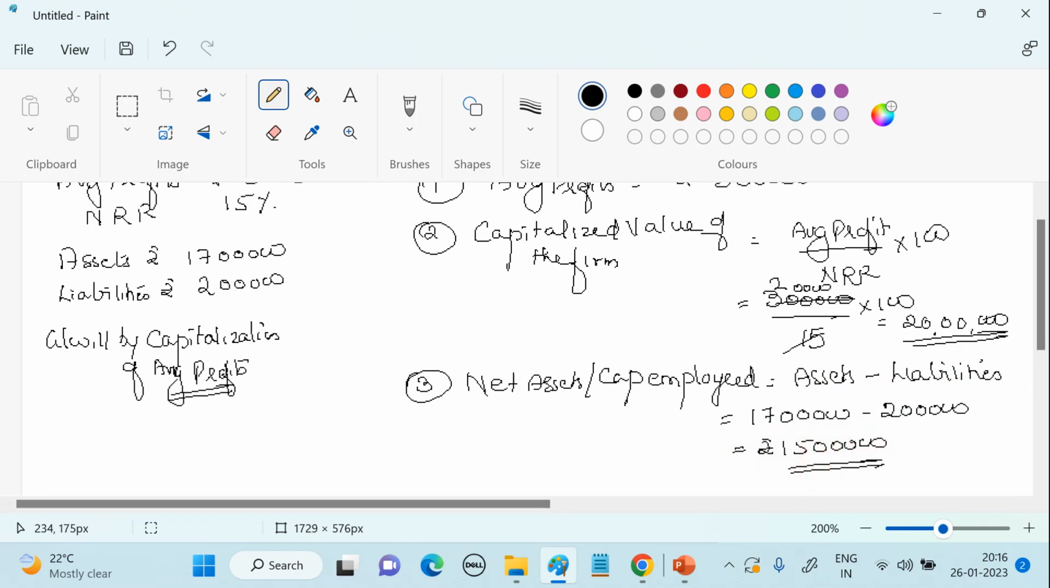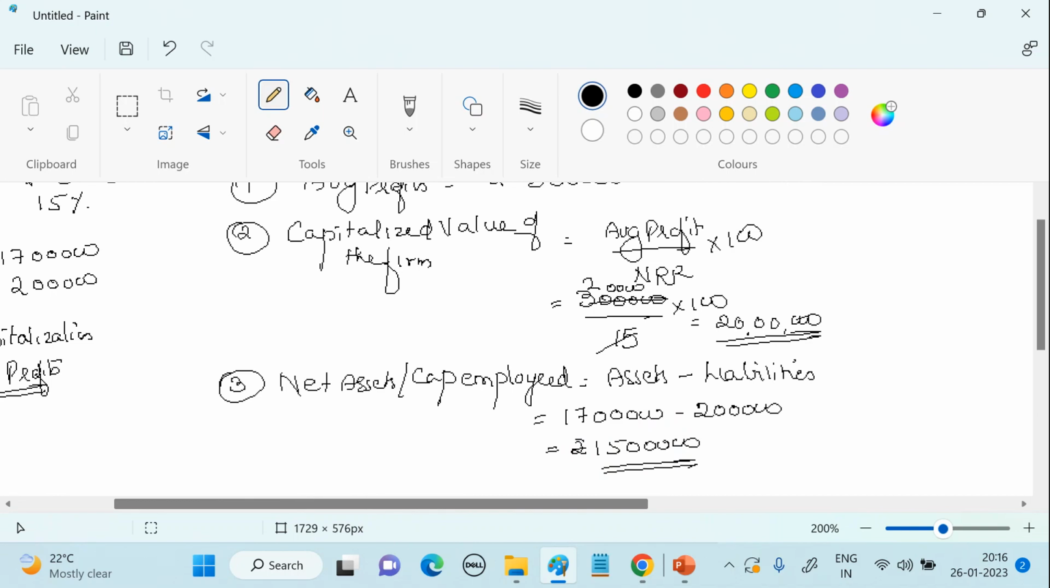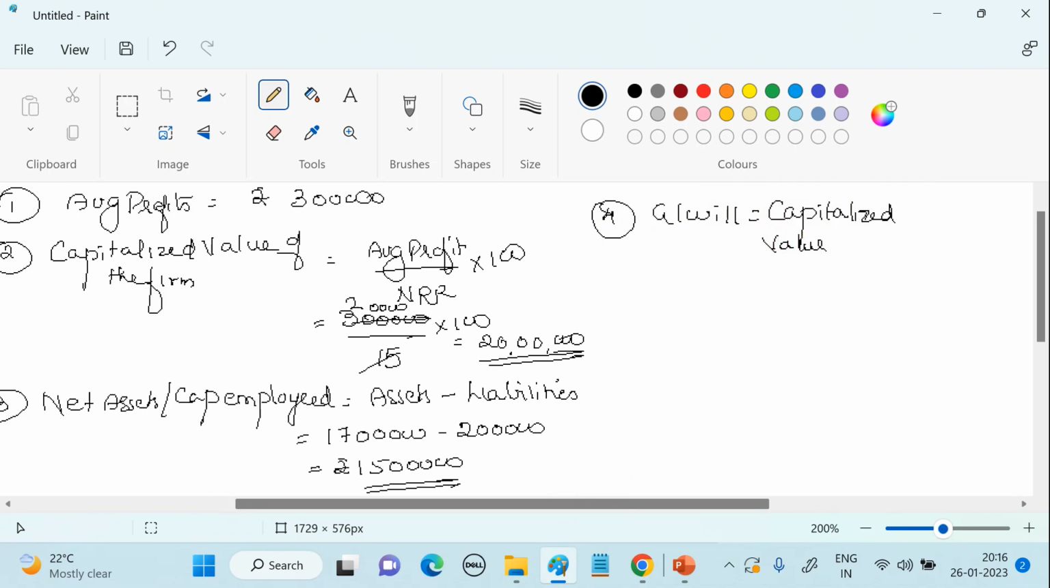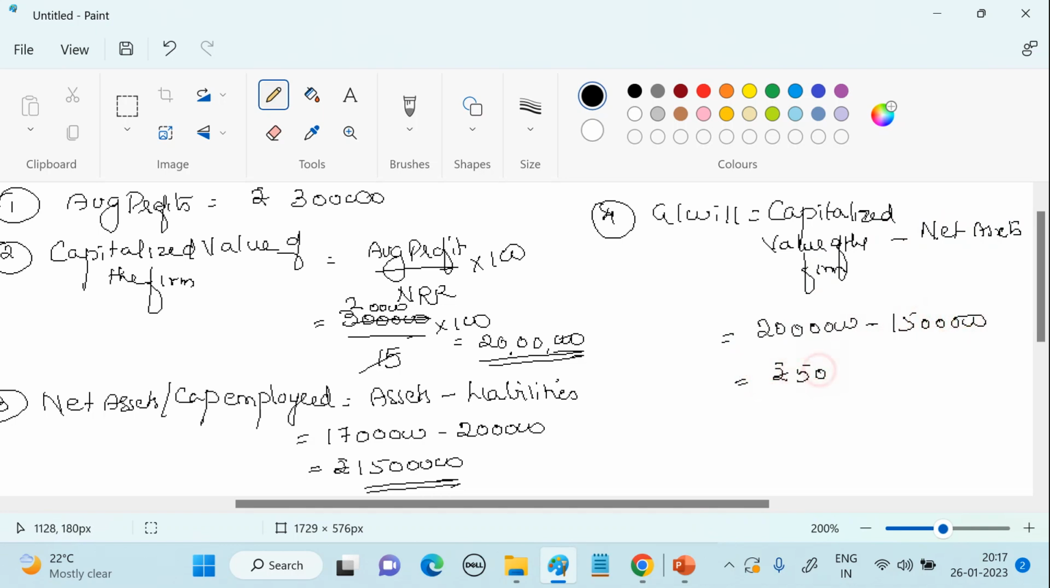Now we have to find out the goodwill as a capitalization of average profit. Now what are we supposed to do? Goodwill as per this method is capitalized value of the firm minus net assets, which is capitalized value was 20 lakhs. Net asset is 15 lakhs. So rupees 5 lakhs is the goodwill. Got it?